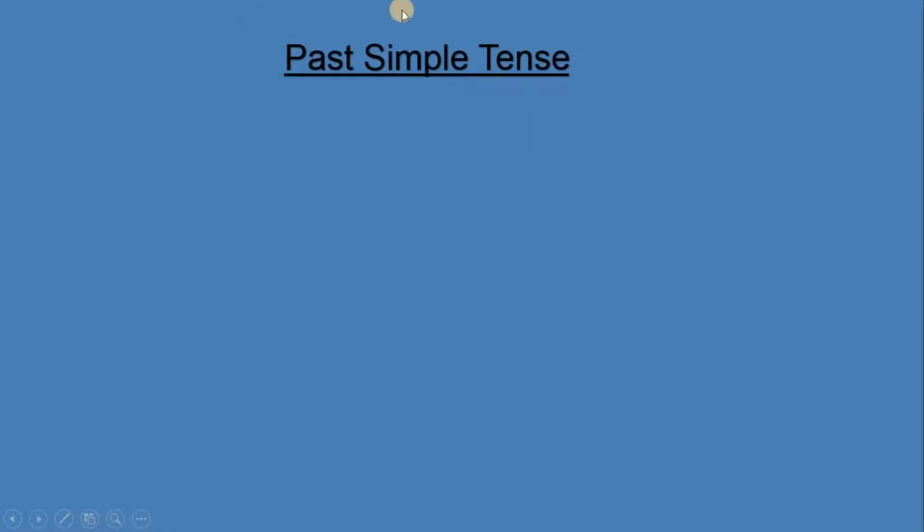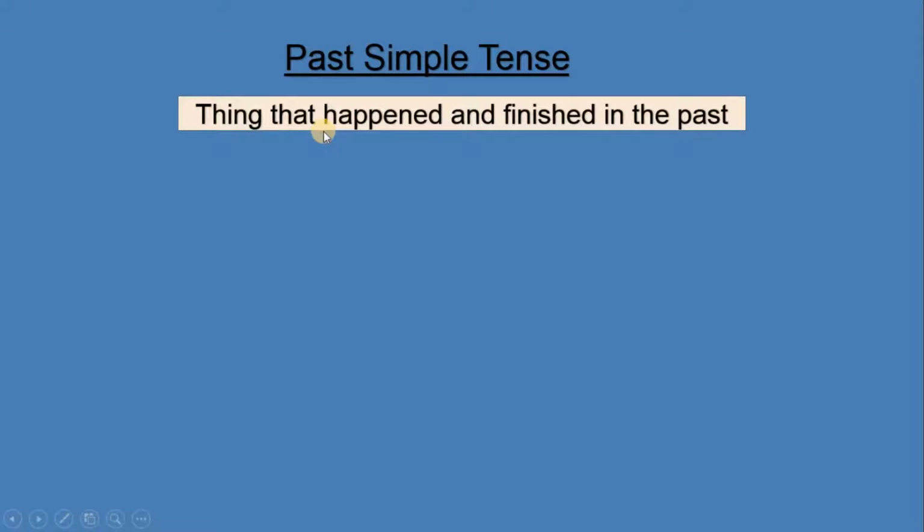Now the past simple tense. When do we use it? To talk about things that happened and finished in the past. For example, I visited the pyramids yesterday. It means yesterday I was in the pyramids but now I am not.